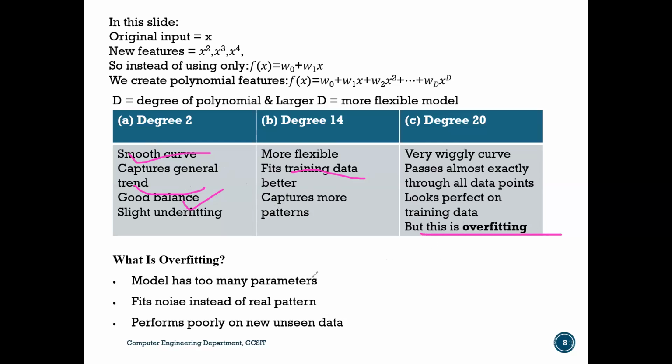So what do we mean by model overfitting? The model has too many parameters because we are giving too many parameters. It fits noise instead of the real pattern. Due to that noise, you are getting 95% accuracy while training, but it performs poorly on new unseen data. So that is the problem with overfitting. I hope it's clear to everyone.